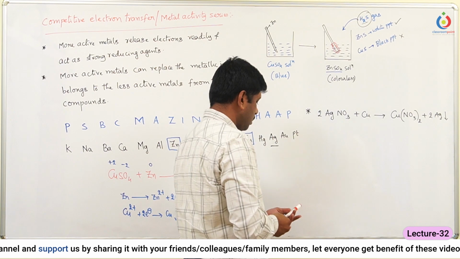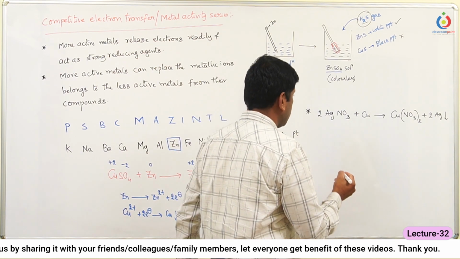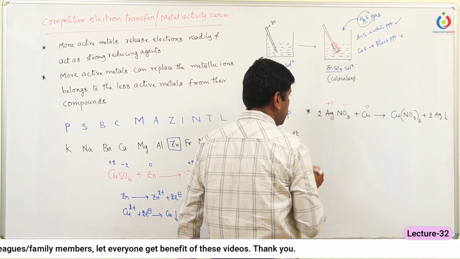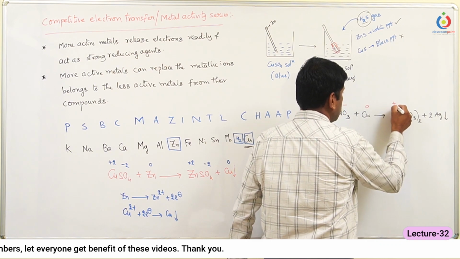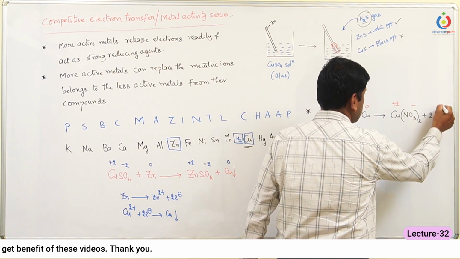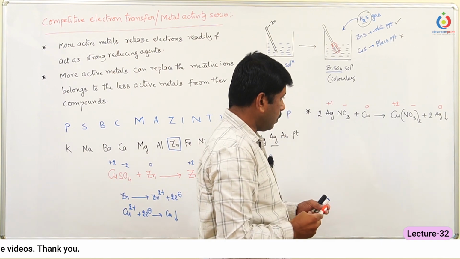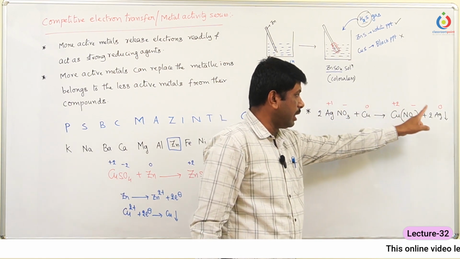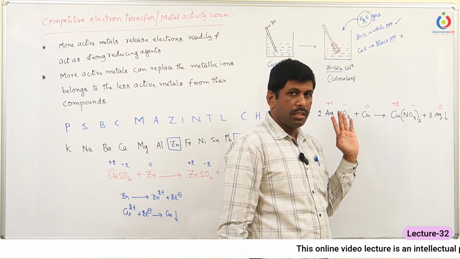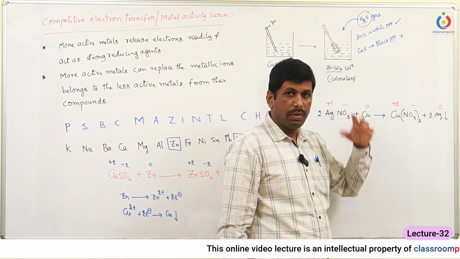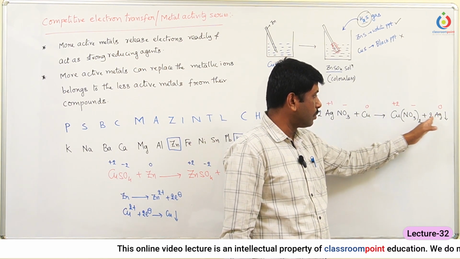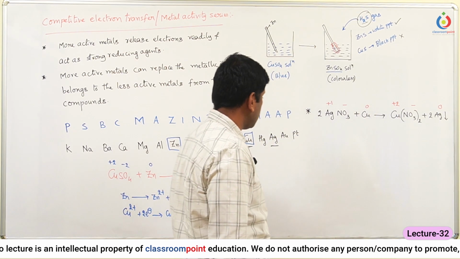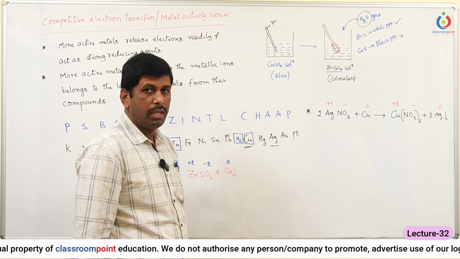In this reaction, let us see the oxidation states of the metals. Here silver oxidation state is +1, copper is 0, NO3 is minus. Here copper is +2, NO3 is minus, silver is 0. So here copper reduces the Ag+ ion into the Ag, and reverse reaction is not possible. Why? Because if it is reverse reaction is possible, then silver also has to reduce the Cu2+ into the Cu, which is not possible, because the electron releasing tendency of the copper is more than the silver.